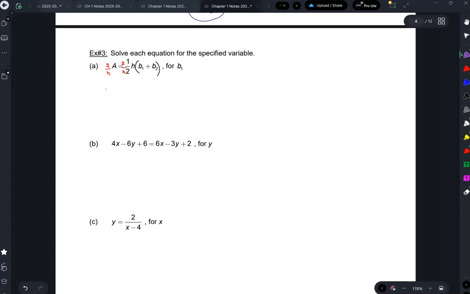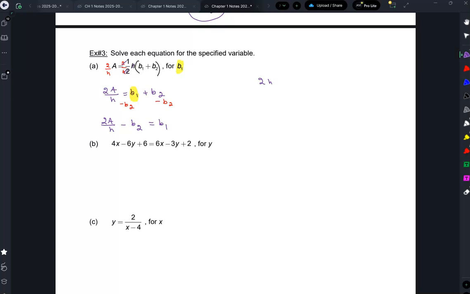So when I do that, what do I get? 2a over h is equal to b1 plus b2. Now, to solve for b1, I need to subtract b2. So let's subtract b2. Now, when we subtract b2, we have 2a over h, all of that minus b2. That is equal to b1. Okay? So make sure you do that.